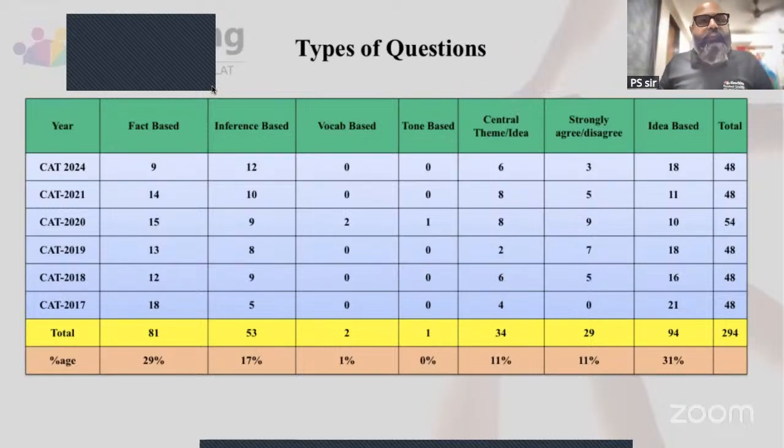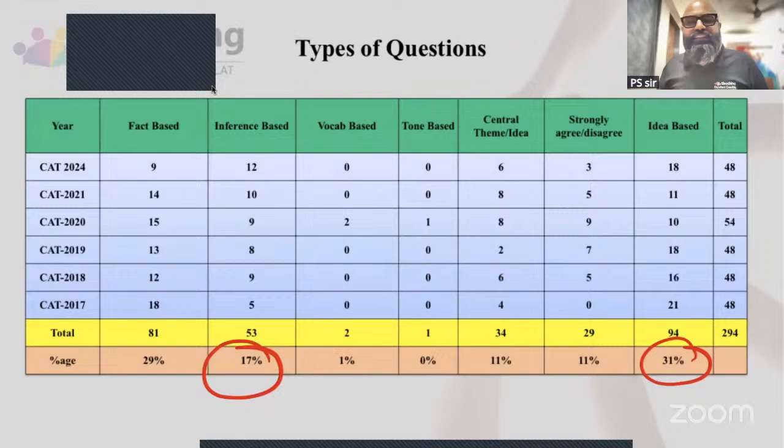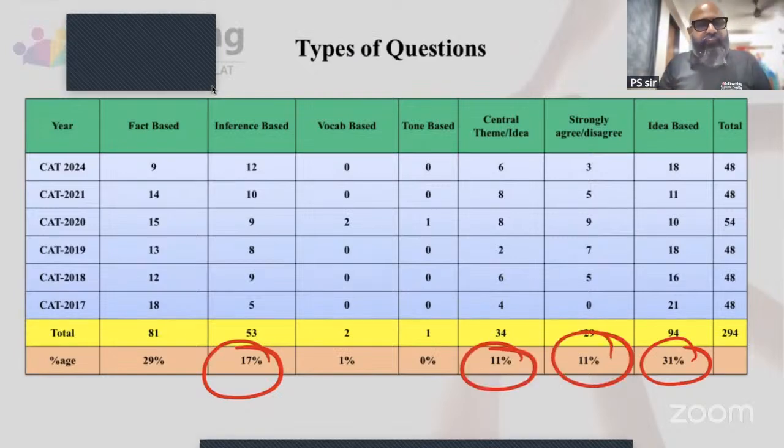So again, if I talk about types of questions, if you see, your 27, 28 odd percentile is only the fact based questions, right? Otherwise, if you see over the years, what you have is idea based questions, inference based questions, central theme or idea based questions, or questions on what the author will agree with or disagree with. You hardly have any questions on vocabulary or tone.